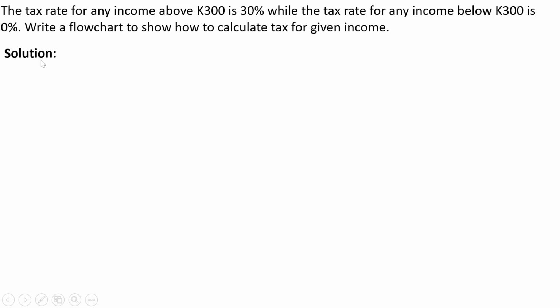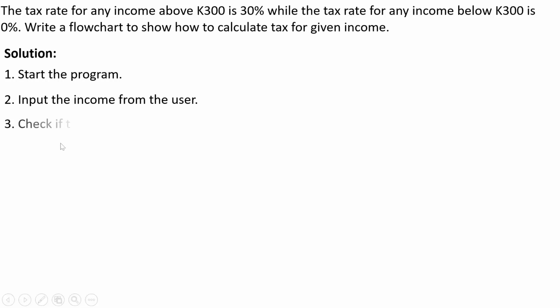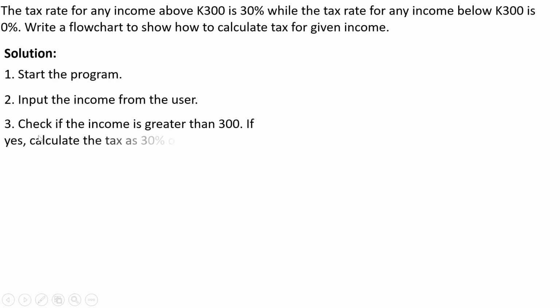So, solution. Again, step 1, start the program. Step 2, input the income from the user. So what income does the user have? Then step 3, you have to make a decision: check if the income is greater than 300. If yes, calculate the tax as 30% of the excess income over 300. If no, set the tax to 0.